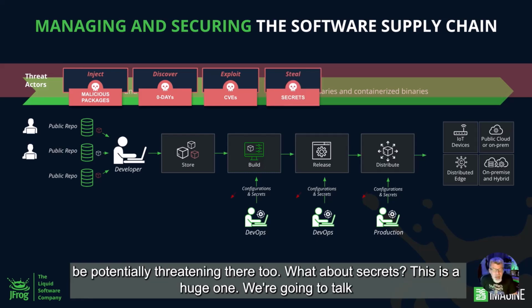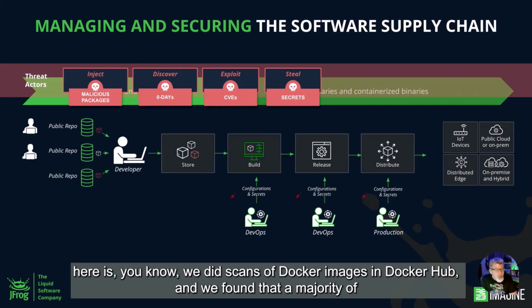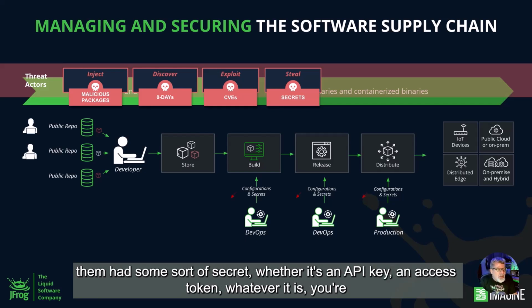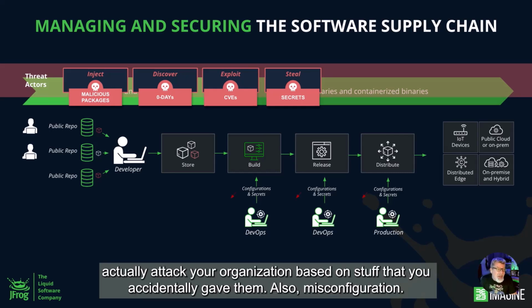What about secrets? This is a huge one. We're going to talk about secrets as part of our advanced security product. But with secrets, the biggest thing here is, we did scans of Docker images in Docker Hub, and we found that a majority of them had some sort of secret, whether it's an API key, an access token, whatever it is. You're actually giving the keys to somebody who could be potentially nefarious and malicious that could actually attack your organization based on stuff that you accidentally gave them.